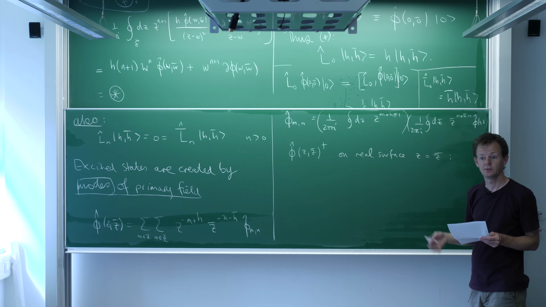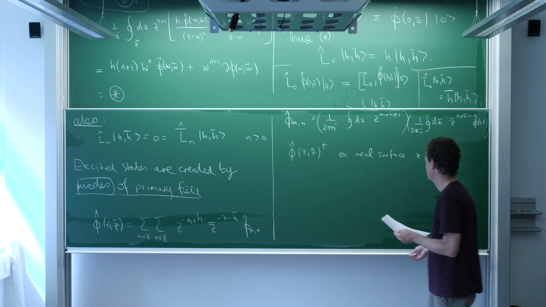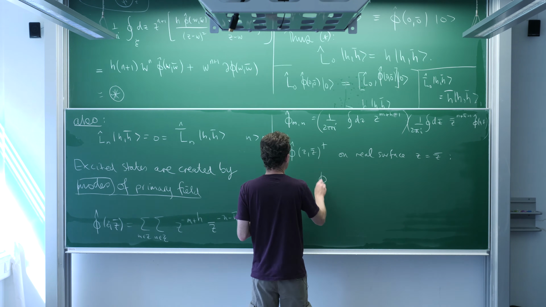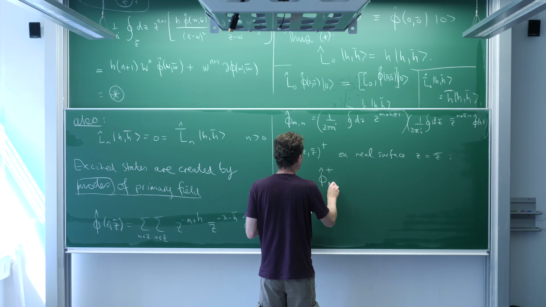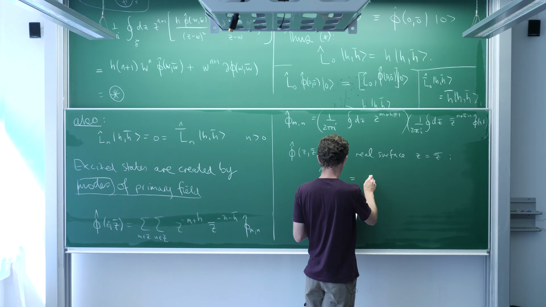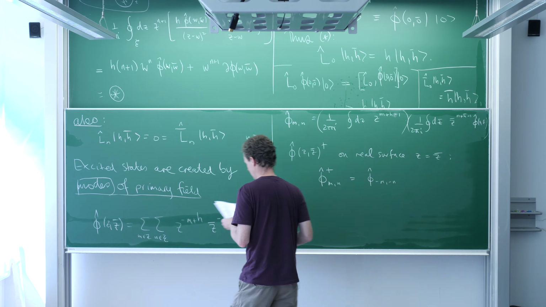And then our definition of the Hermitian conjugate, that peculiar definition we introduced, is implemented on the real surface where z equals z bar via the definition phi dagger m n goes to phi minus m.